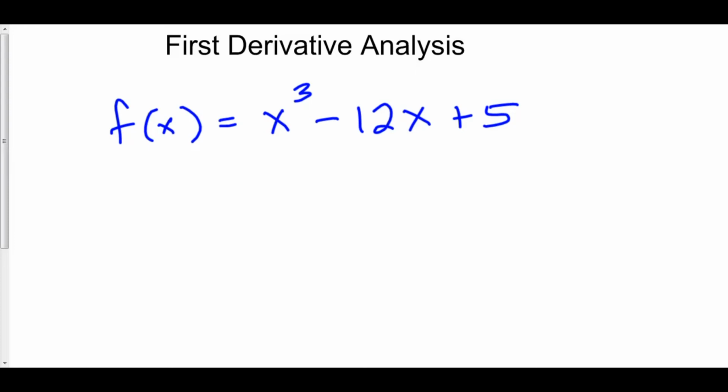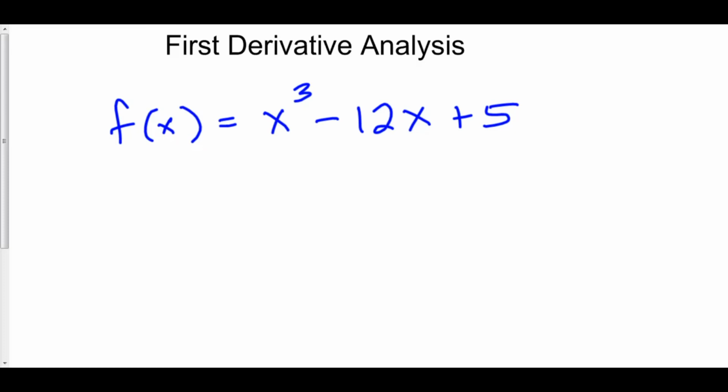So, let's actually write out our analysis. f is increasing on the interval from negative infinity to negative 2, not including negative 2 because f prime is 0 at our critical points, union from 2 to infinity because f prime is positive in those regions. Moreover, f is decreasing on the interval from negative 2 to positive 2.